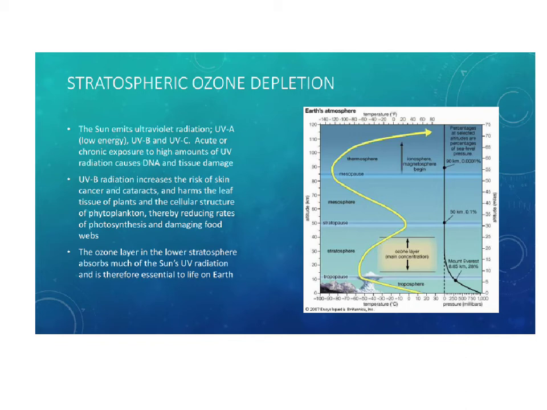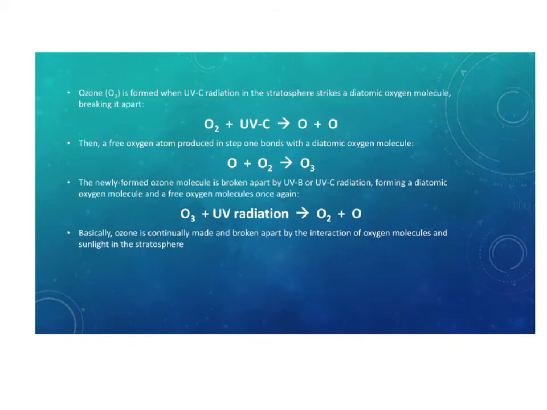It harms the leaf structure and leaf tissue of plants and the cellular structure of phytoplankton, thereby reducing rates of photosynthesis, and it damages food webs because of the reduction in photosynthesis. The ozone layer in the lower stratosphere, right there, absorbs much of the sun's UV radiation, and the ozone layer is essential to life on Earth. Without it, we would all have DNA damage and be burned to a crisp. Yay. All right, so let's talk about how ozone is formed first in the stratosphere.